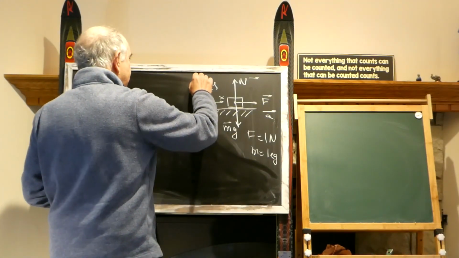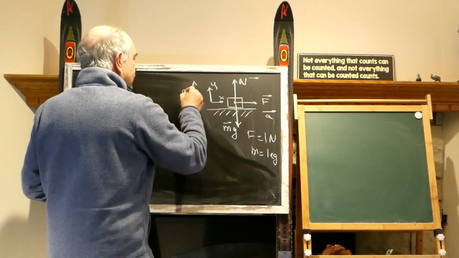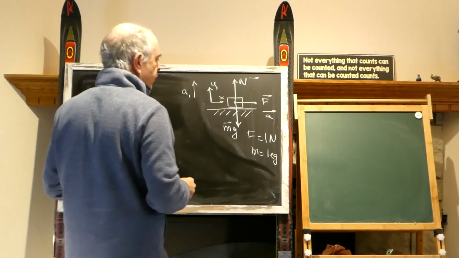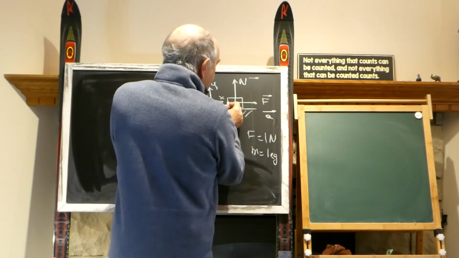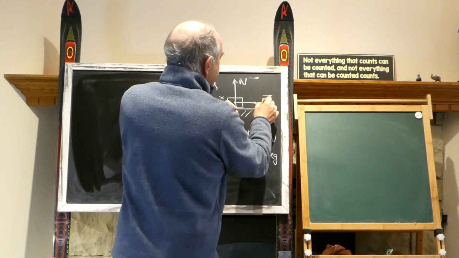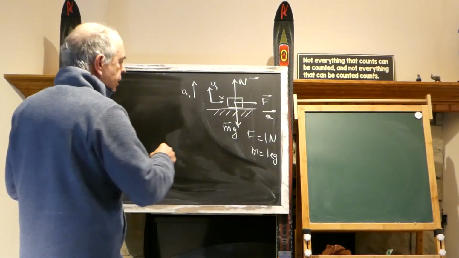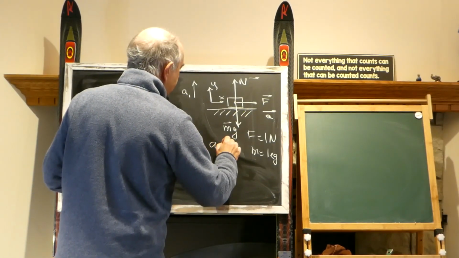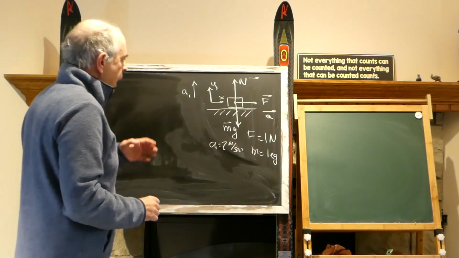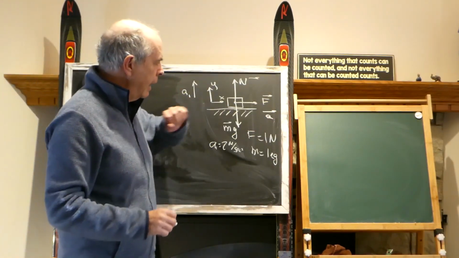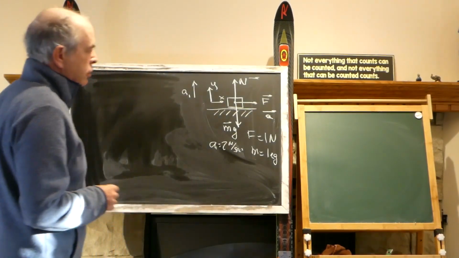And this elevator is going up with acceleration a1. They want to find with what acceleration the body will be moving if the force F is applied. So they have acceleration a1, and let's say a1 equals 2 meters per second squared. And they want to find the total acceleration if possible.